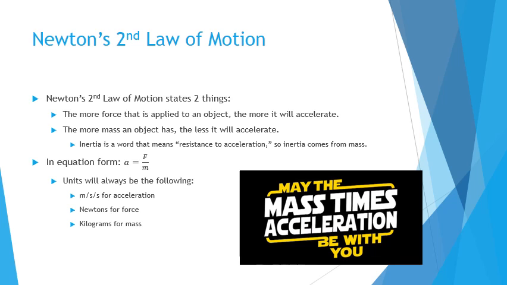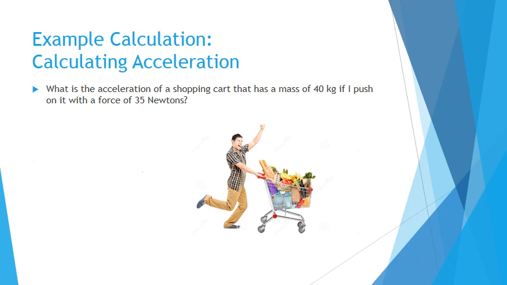The nice thing about this equation is that the units are always the exact same. If you can remember these three units, you will always get these points on your test. The unit for acceleration will always be meters per second per second. The unit for force will always be newtons. And the unit for mass will always be kilograms. Remember those, and you're going to get a good chunk of your points on your test.